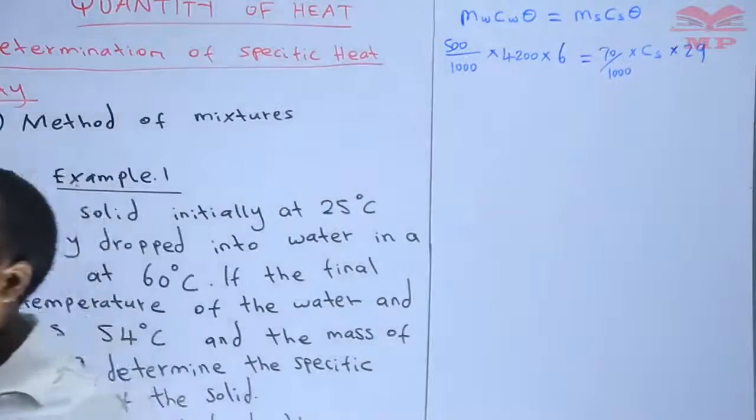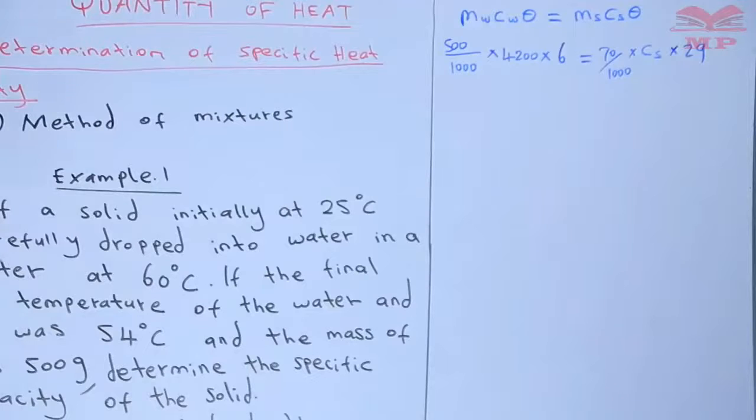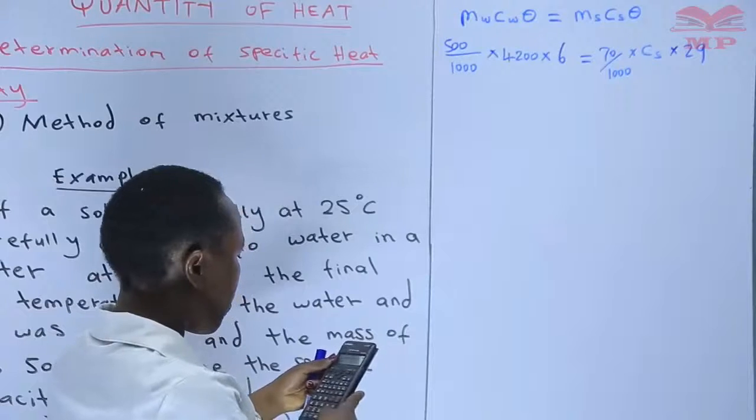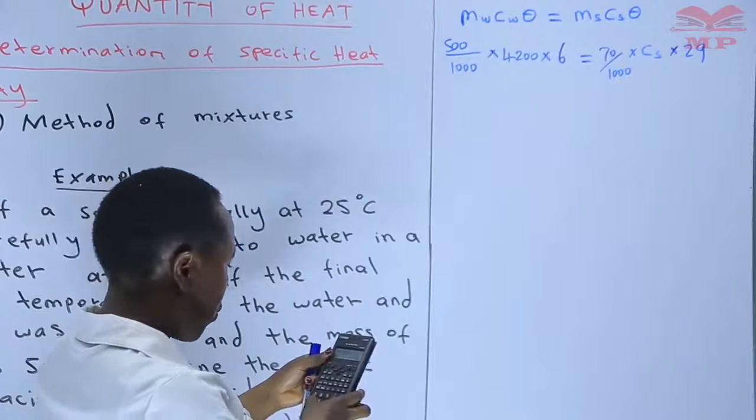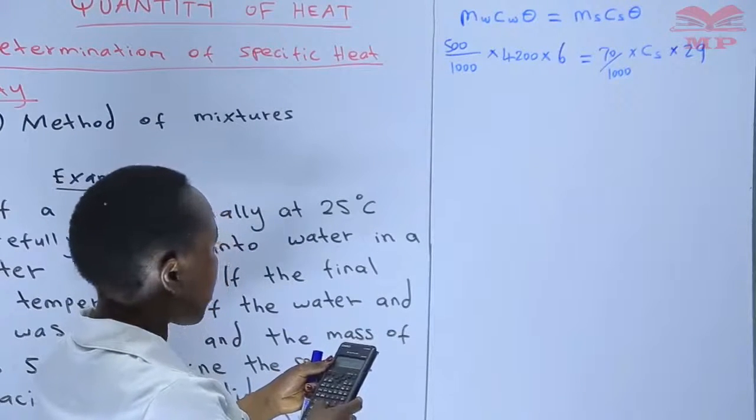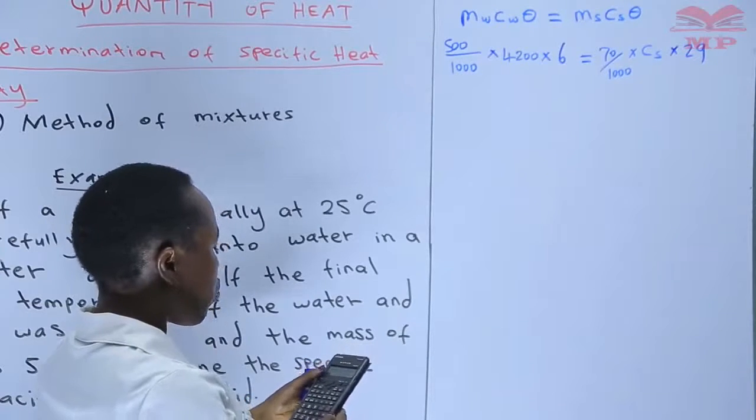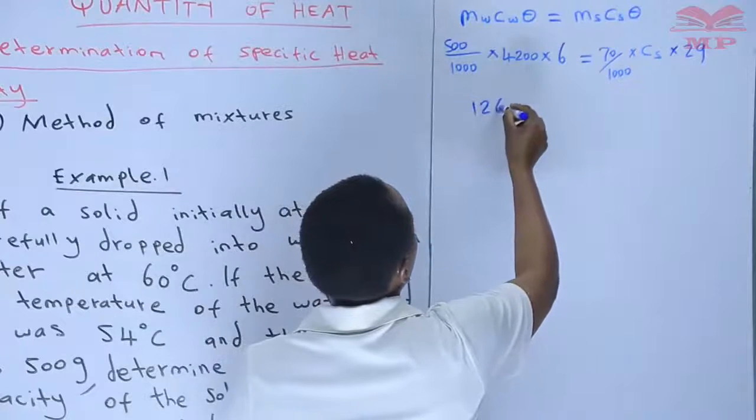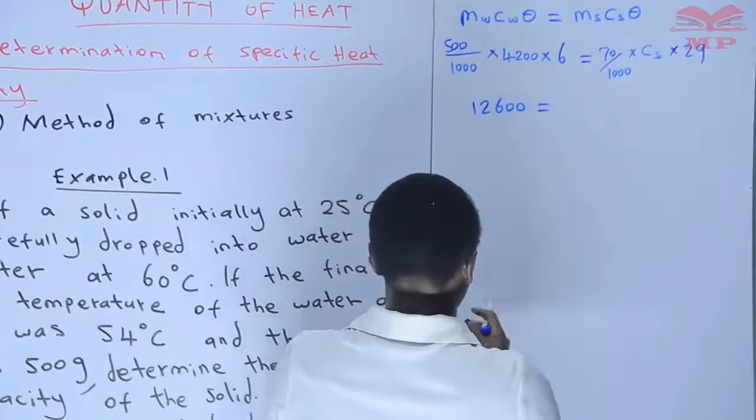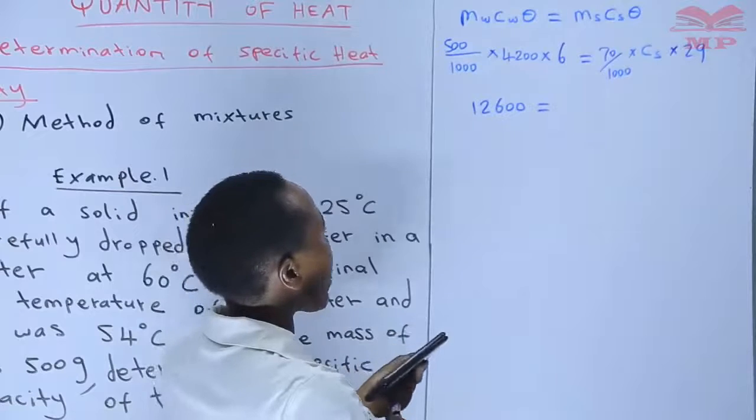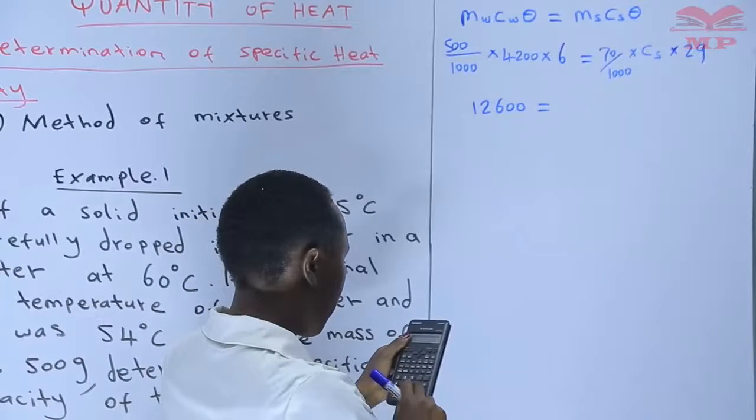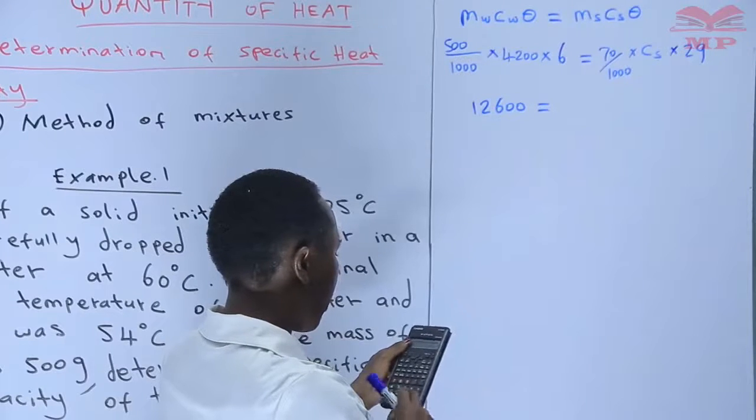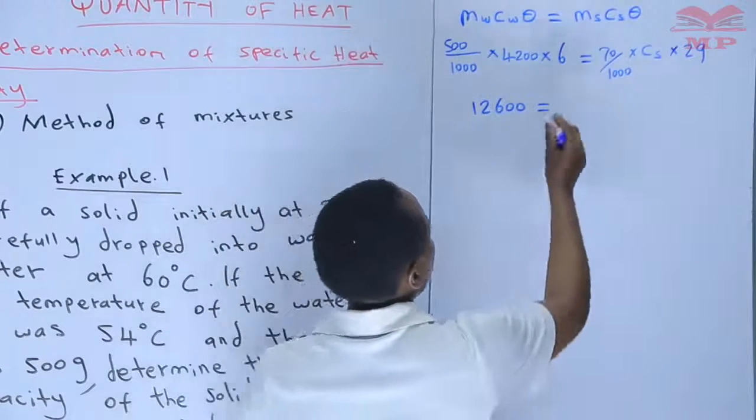So you just use your calculator and find what you have. We have 500 divided by 1,000 multiplied by 4,200 multiplied by 6. So you get 12,600. On the other side, we are multiplying 70 divided by 1,000, multiplied by 29. So we get 2.03.